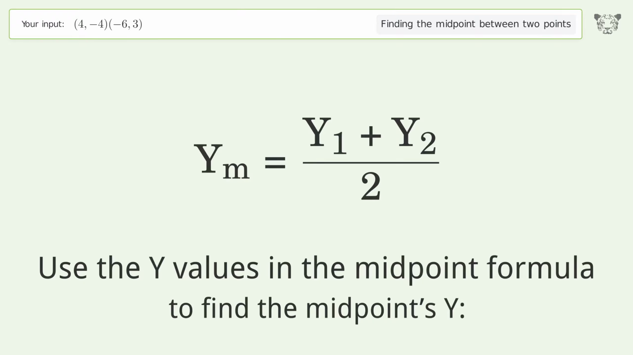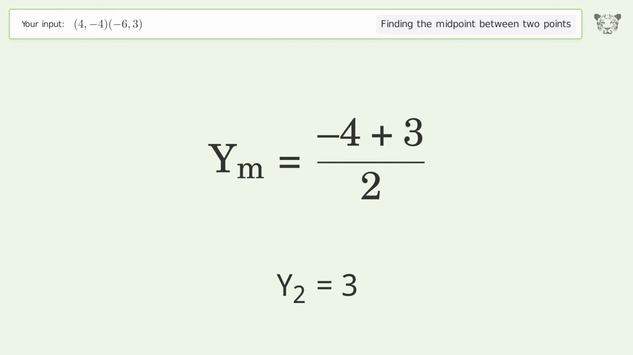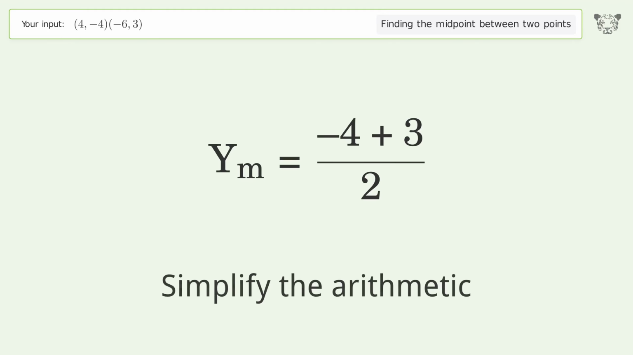Use the y values in the midpoint formula to find the midpoints y. y1 equals -4. y2 equals 3. Simplify the arithmetic.